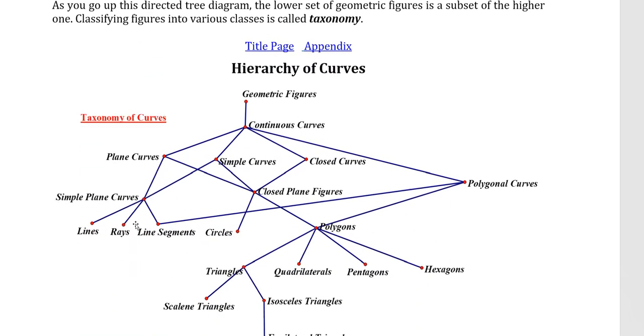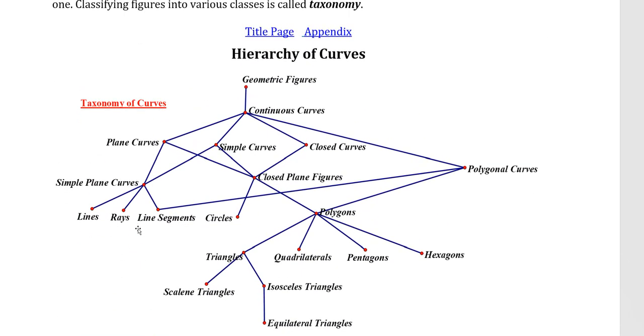And once again, here's our taxonomy of curves. And now we have adequately defined lots of new geometric figures, including polygons and quadrilaterals.